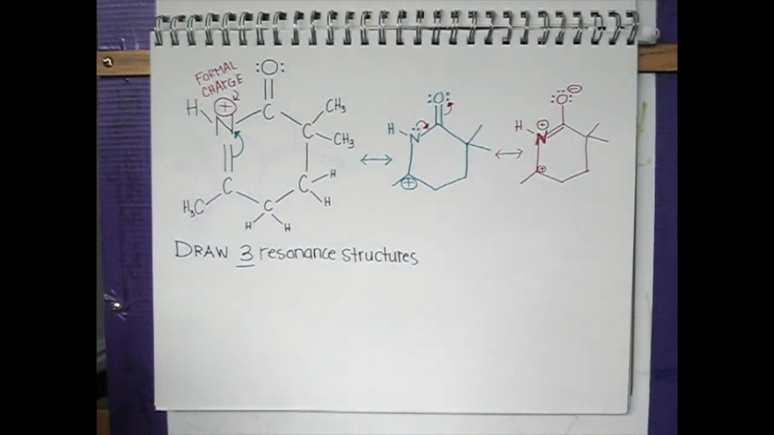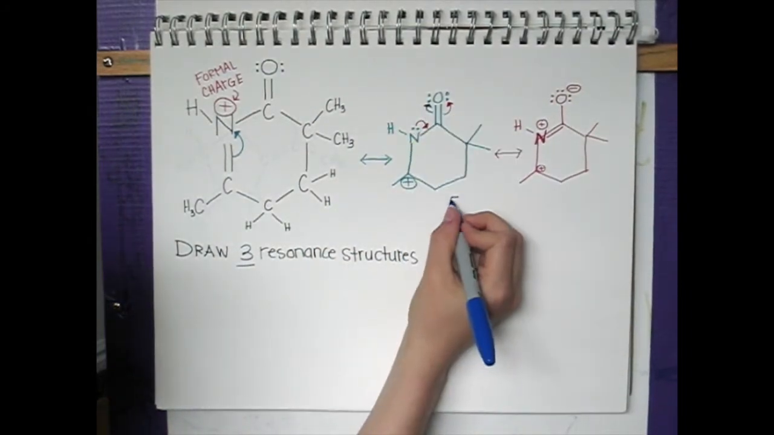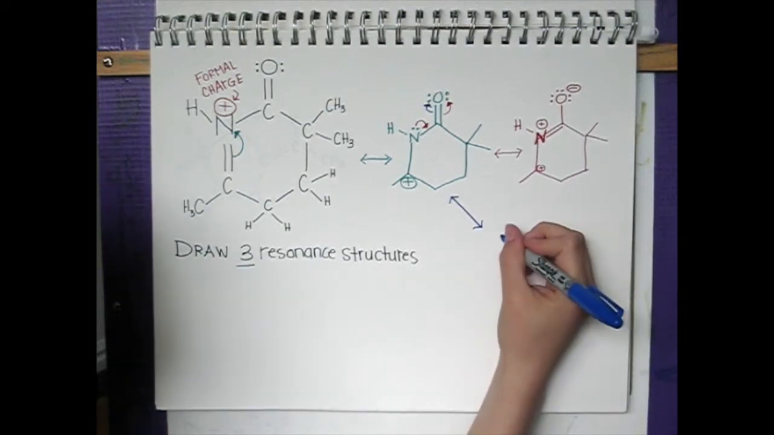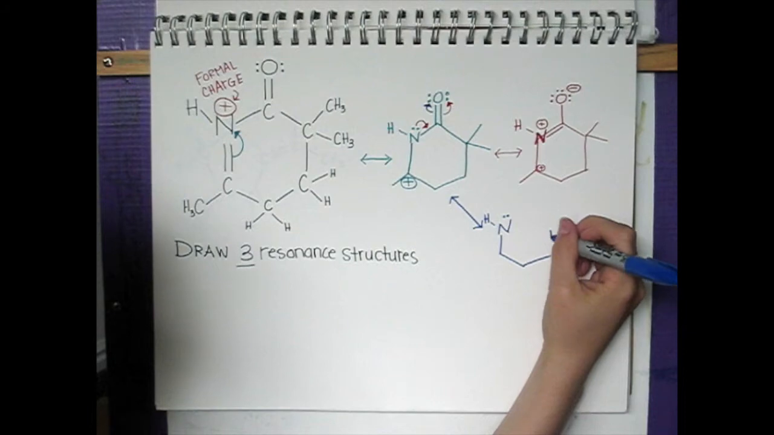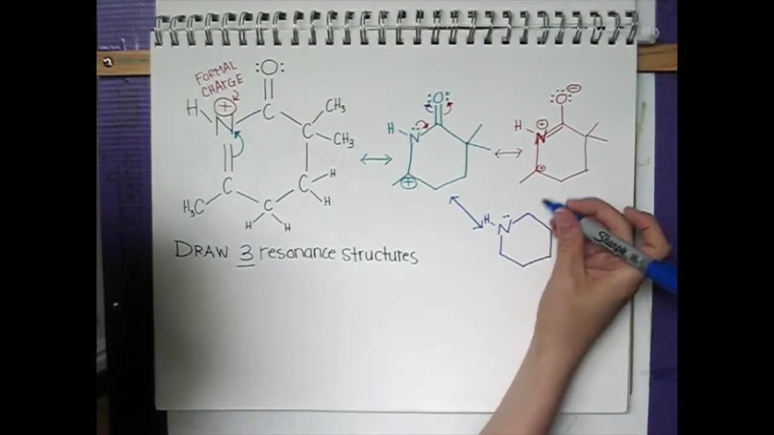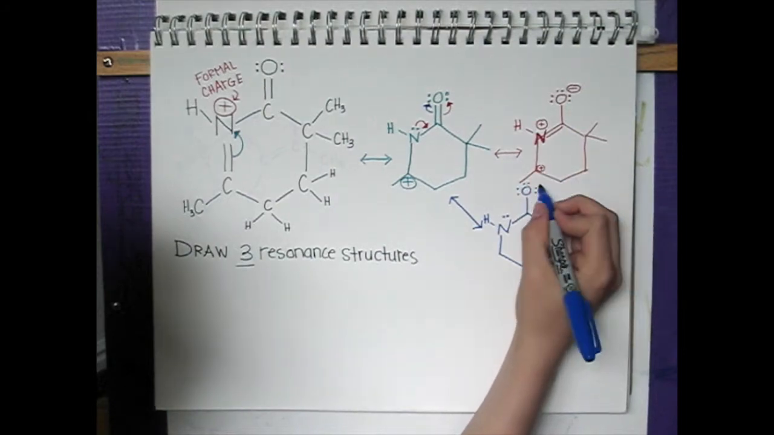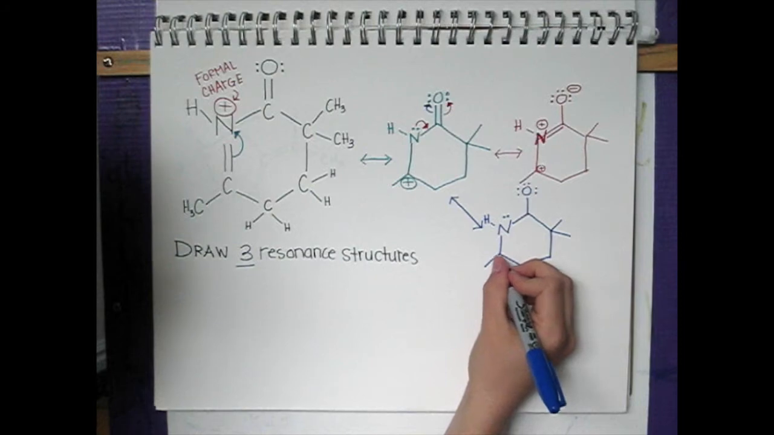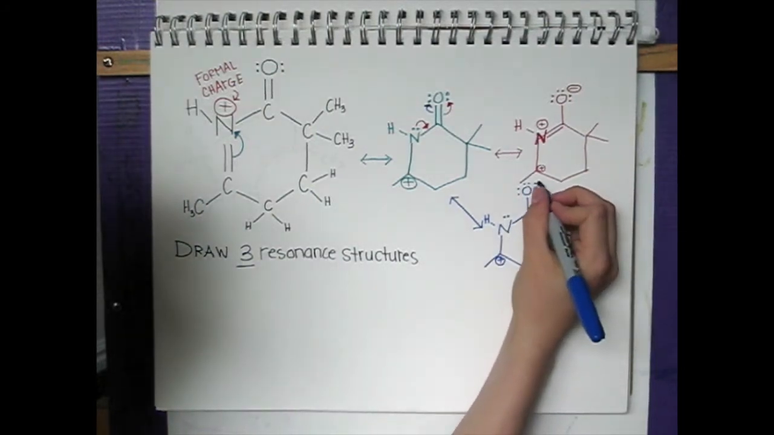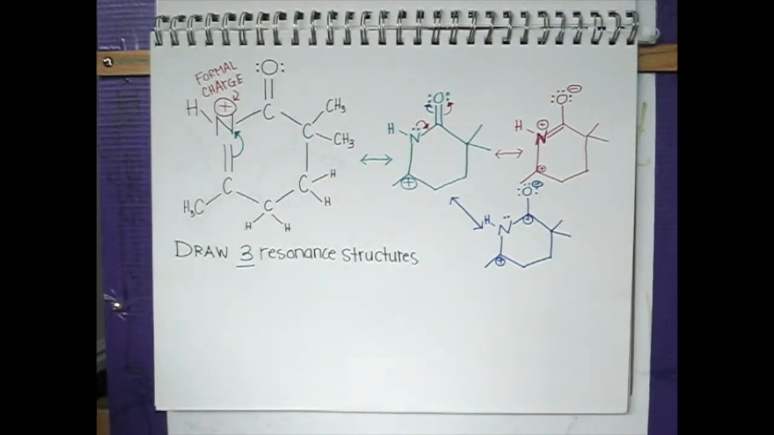Now we can draw one more structure and just push those electrons up to oxygen, and we won't take any electrons from nitrogen, just to see what that would look like, because it is a significant structure. Formal charges are important. That carbon lost electrons, so it has a positive charge. Okay.